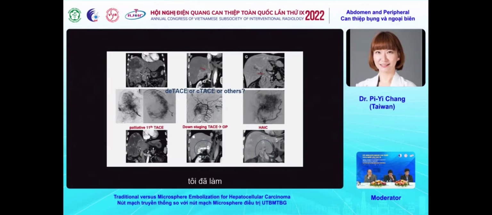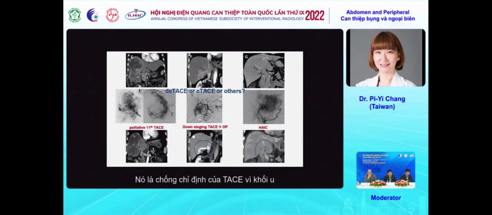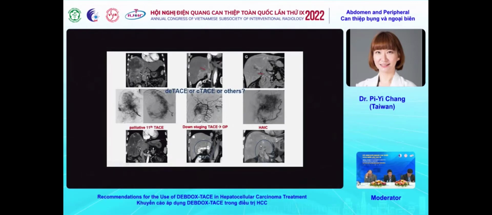For case F, I have done downstaging TACE. So you can see the lipiodol retention in the tumor and IVC as well, so the patient has another chance to accept operation. For case G, it's the contraindication of TACE because of the portal vein tumor thrombosis. So I did it with HAIC, hepatic arterial chemoinfusion, and you can see the partial recanalization of the portal vein.